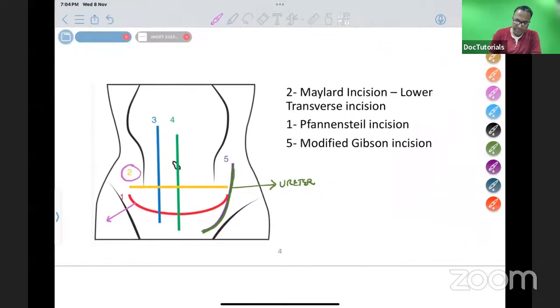You can see 2 is a transverse incision in the lower abdominal wall. So lower abdominal transverse incision, known as Maillard. So Maillard, Gibson are two updates this year in new questions. Maillard incision is a lower transverse incision and Gibson is a curved incision for ureteric surgery. Okay, so don't forget Maillard incision and Gibson incision.